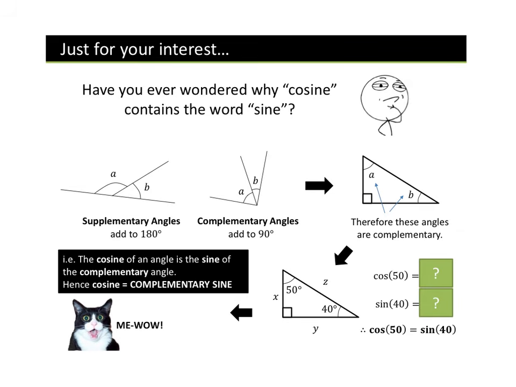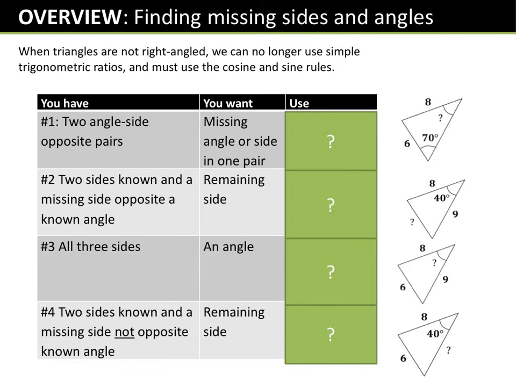So, just for your interest, have you ever wondered why cosine contains the word sine? It is the complement of sine, and absolutely, it's also a translation of the sine graph. They are linked very heavily, okay? And we will read up more about that. If we think about complementary angles, one complements the other.